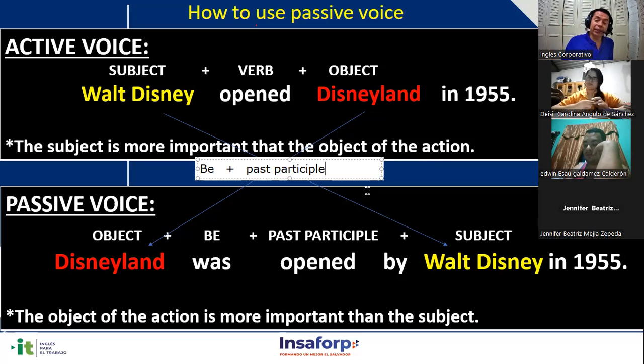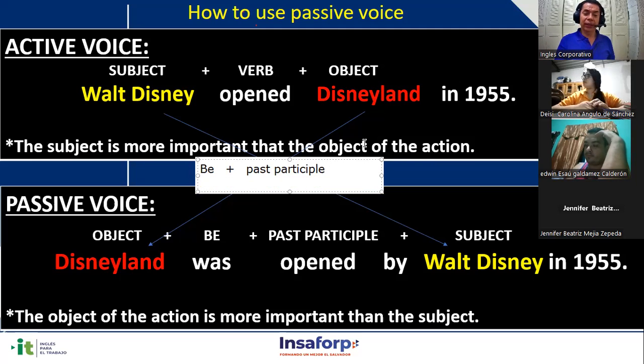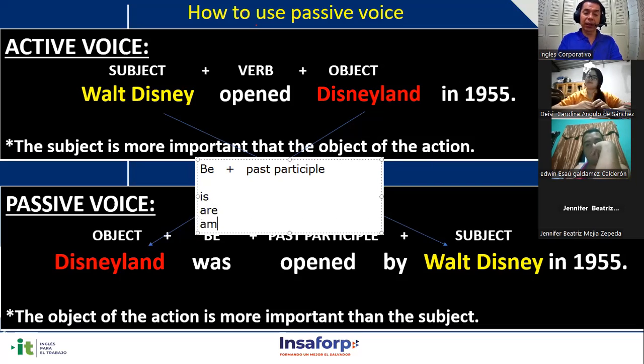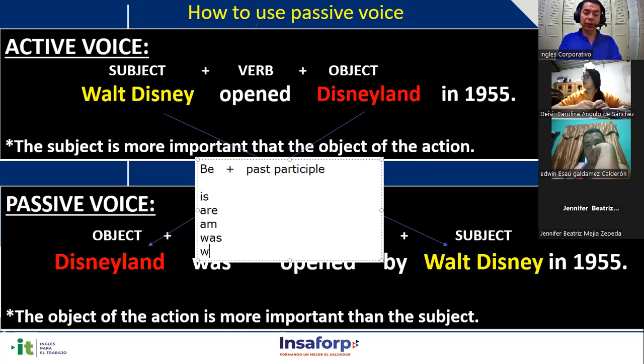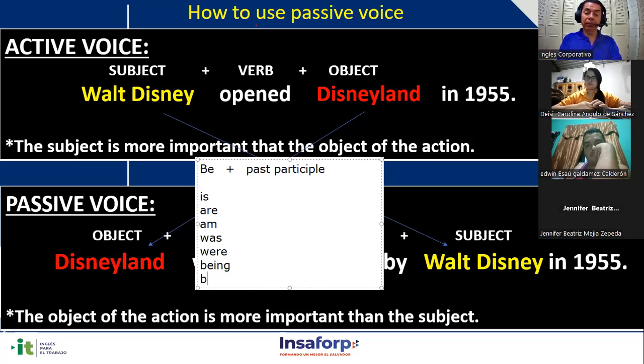Memoricémonos esta fórmula, okay? The verb to be plus past participle, right? And then you know what is the verb to be, right? The verb to be is, are, was, were, been, and only that, right?